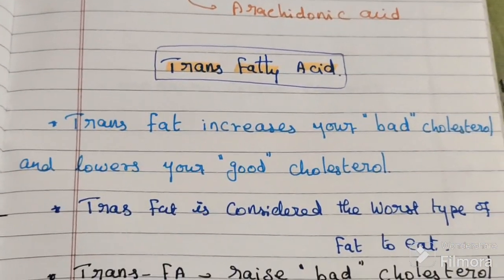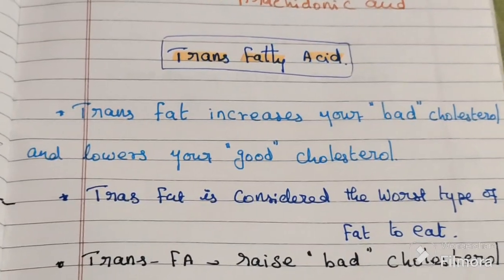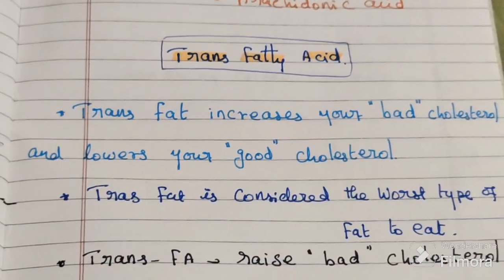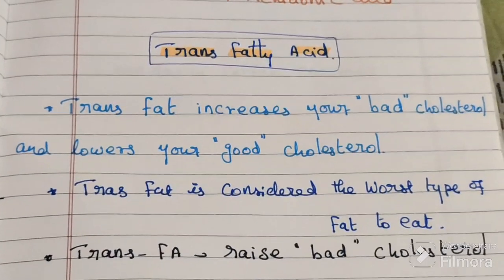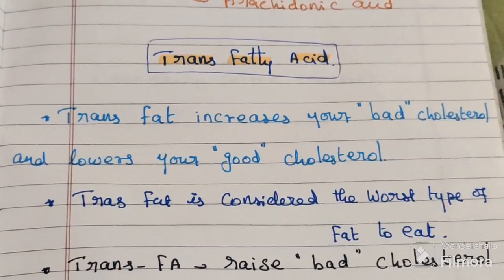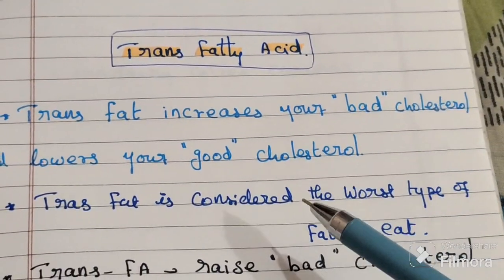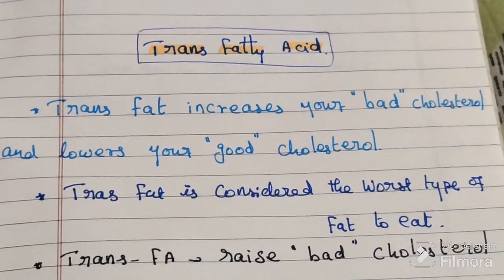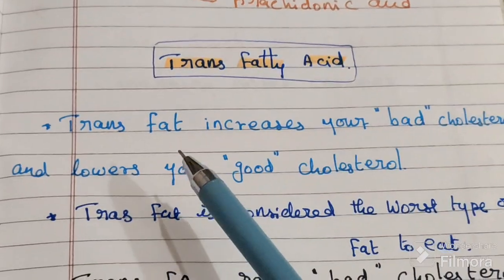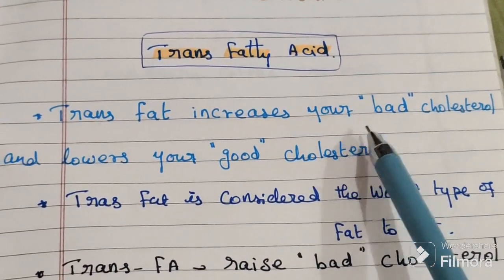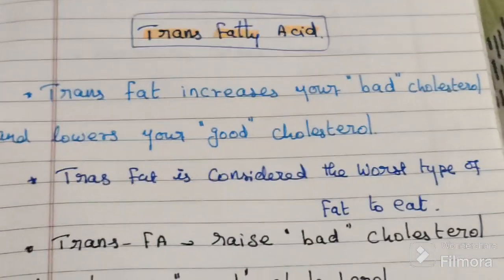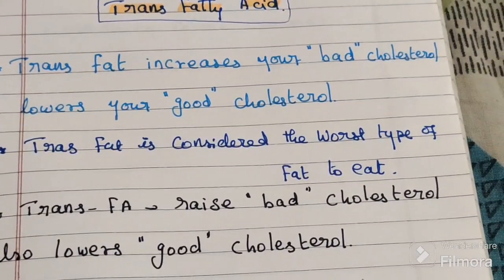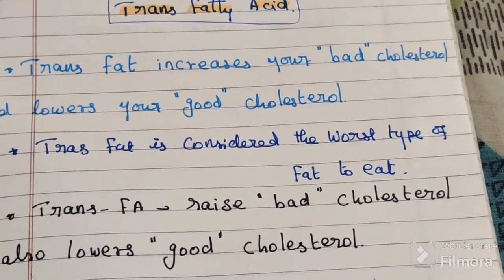Next fatty acid, trans fatty acid. Trans fat increases our bad cholesterol level and lowers good cholesterol level. LDL level increases, HDL level decreases. This one is the bad one. Trans fat is considered the worst type of fat to eat.